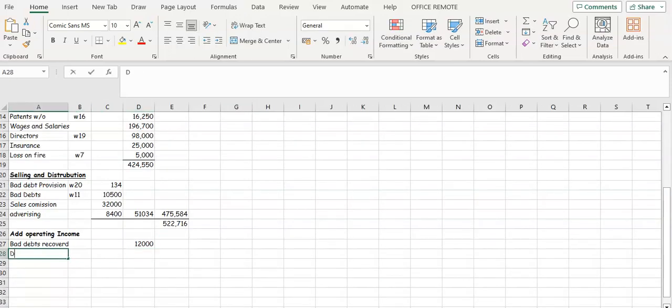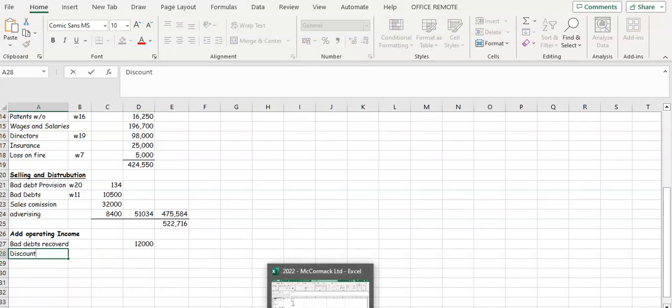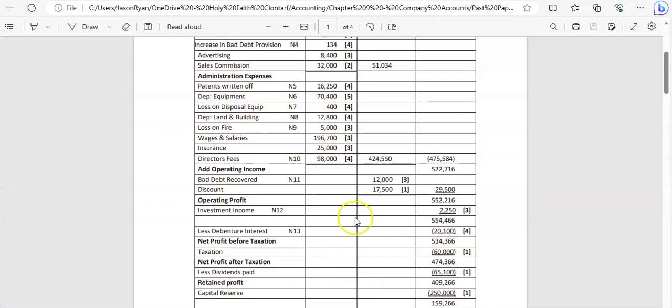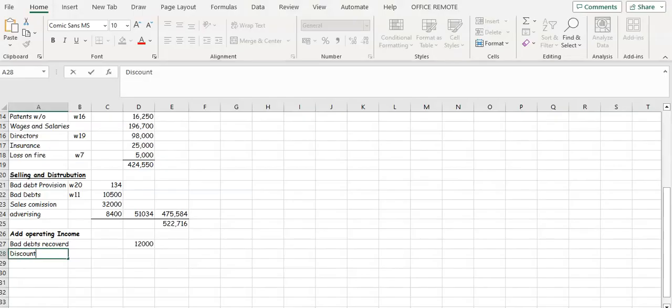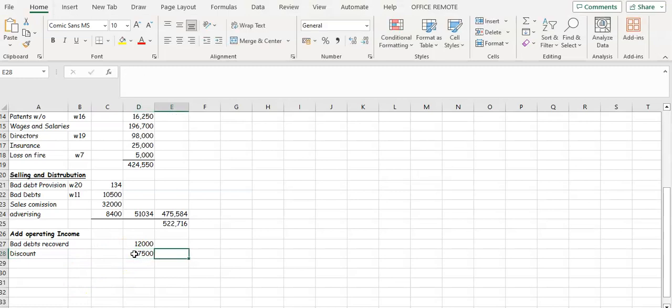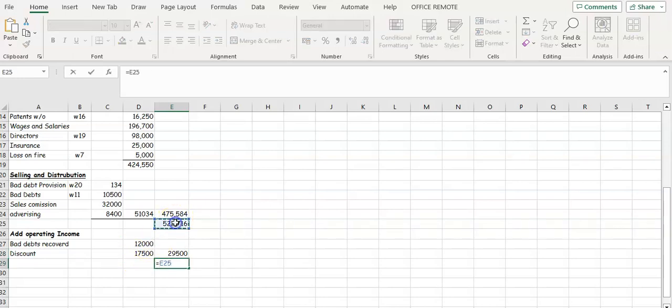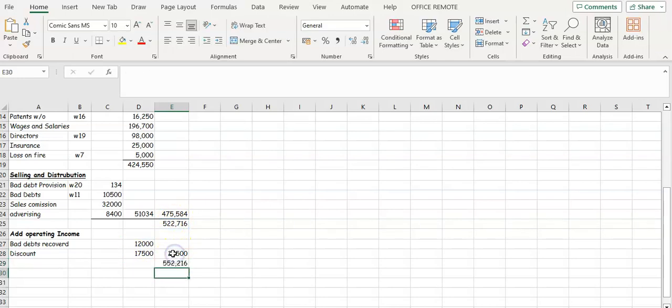And then we got a discount. That was taken in our balance sheet, 17,500. I'm going to add those two together. And then we're going to add this to our previous figure. That's going to give us our operating profit.